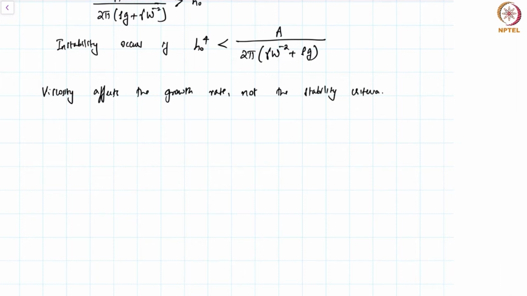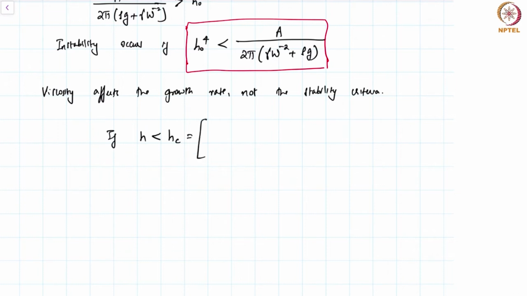Okay. Let's examine this case. Let's understand what does this mean. It means that if we have a thin film which is thinner than a certain value, and what is that value? So if H is less than H critical, and this H critical is nothing but A by 2 pi gamma W power minus 2 plus rho g, to the power 1/4, then the thin film becomes unstable.